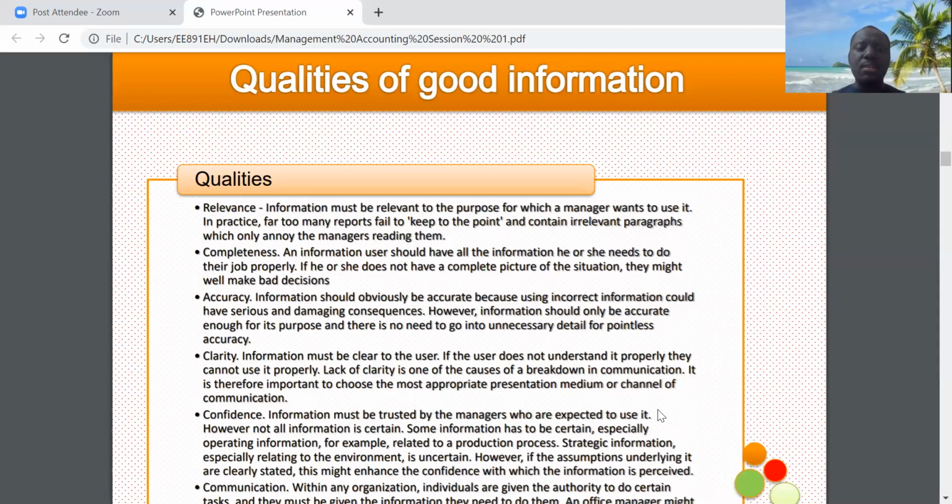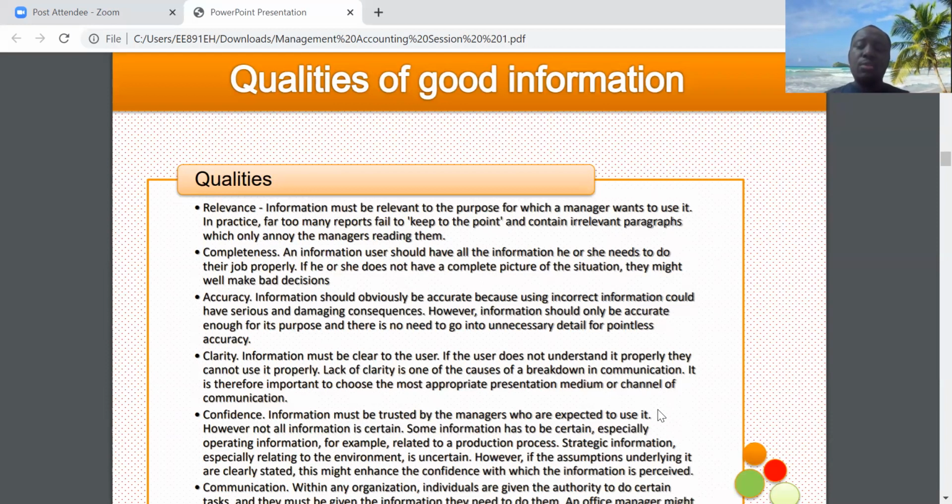Number two, completeness. Information should be holistic. It should have all the information that is required to do the job properly. It should be comprehensive enough. Information must be comprehensive enough.